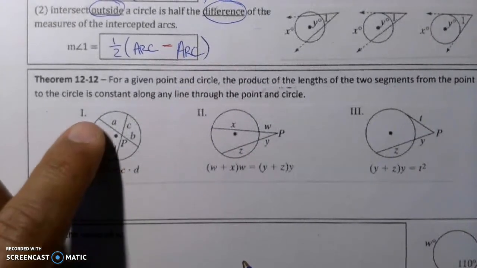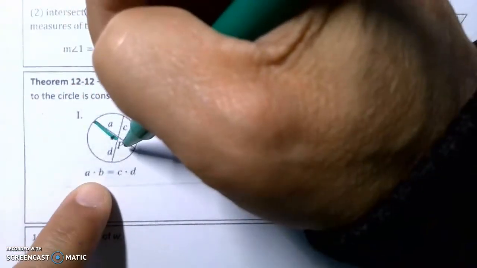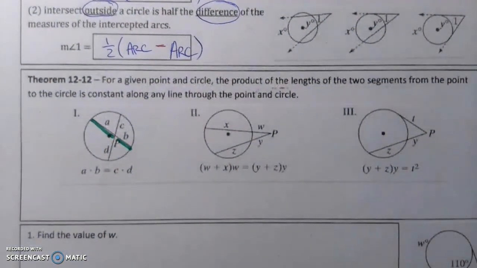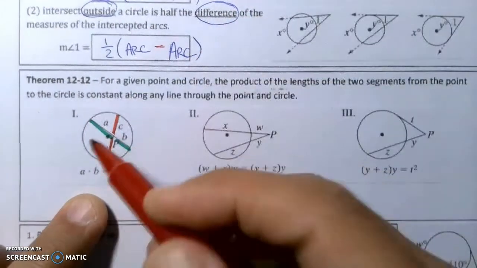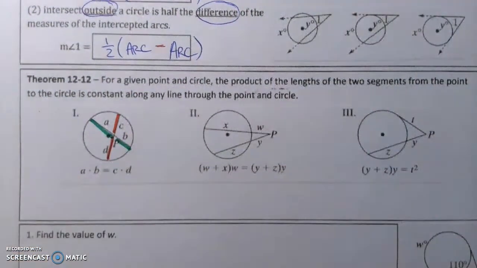Basically, if you look at this, this is simply green segment times green segment is equal to red segment times red segment. So A times B will equal C times D.